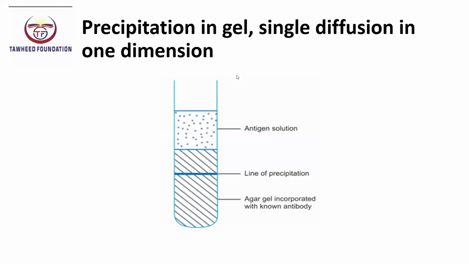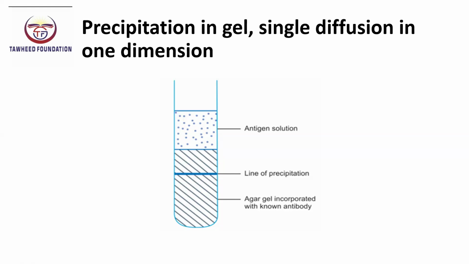So precipitation in gel, single diffusion in one dimension. In this setup, you can see a rectangular gel block or stripe. Inside the gel, the antibody is uniformly distributed throughout the entire gel, acting as a reservoir of antibody. On the upper surface or at one end of the gel, there's a narrow trough or well cut into it, and that trough is filled with the antigen solution. Now, look at the arrows. They show the antigen molecules diffusing downward and sideways into the antibody containing gel.